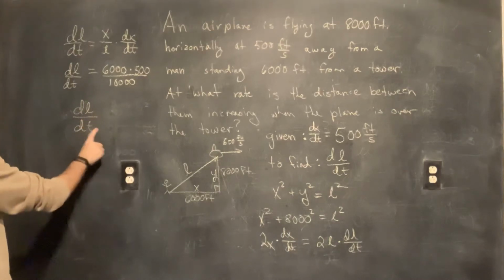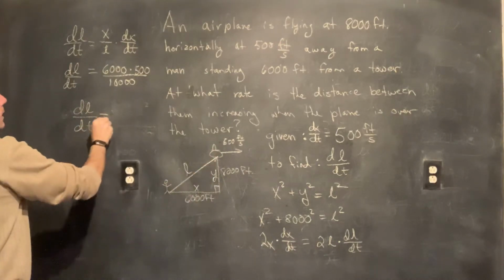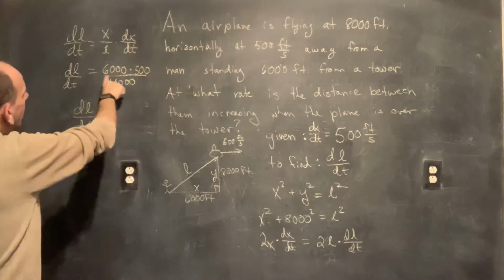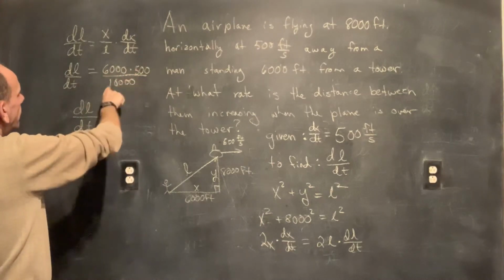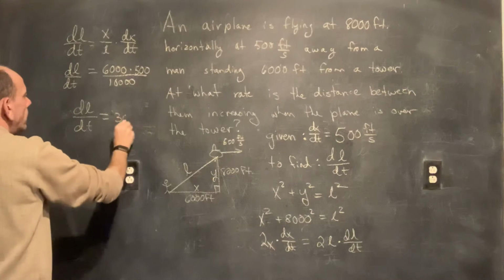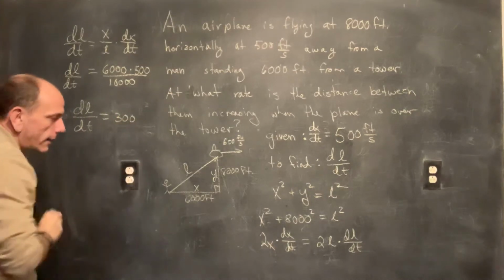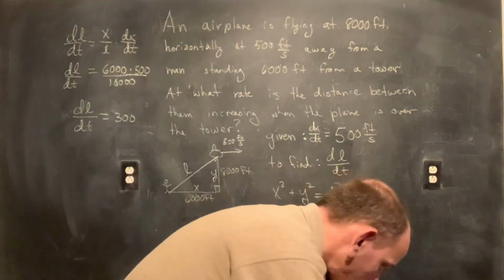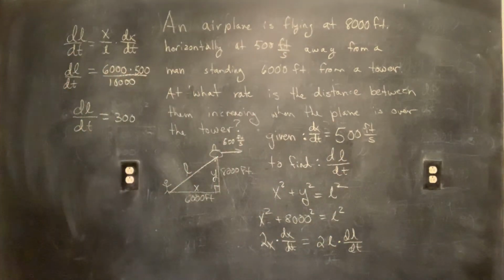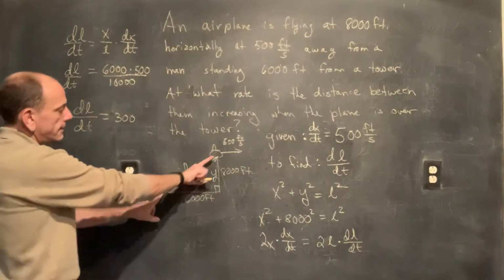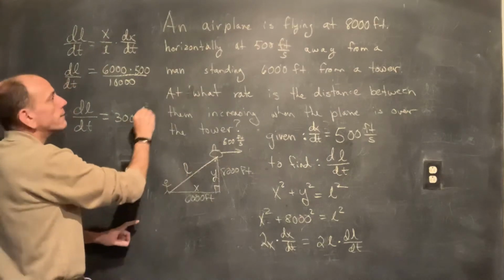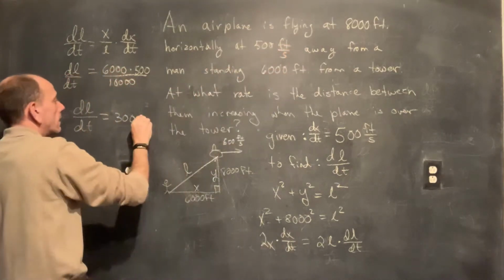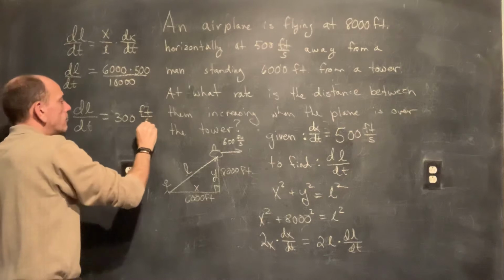So the rate at which the distance between them is changing is 30 divided by 10,000, which is 300. And now we've got to think. This is a change in the distance, so that's in feet per second.